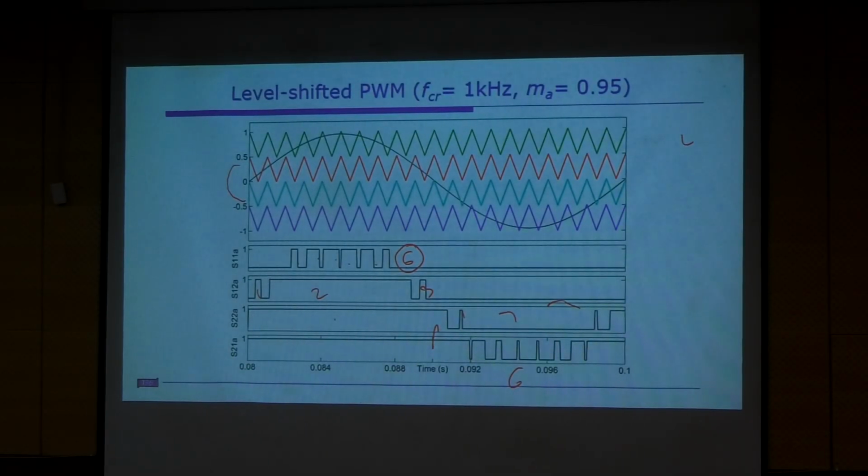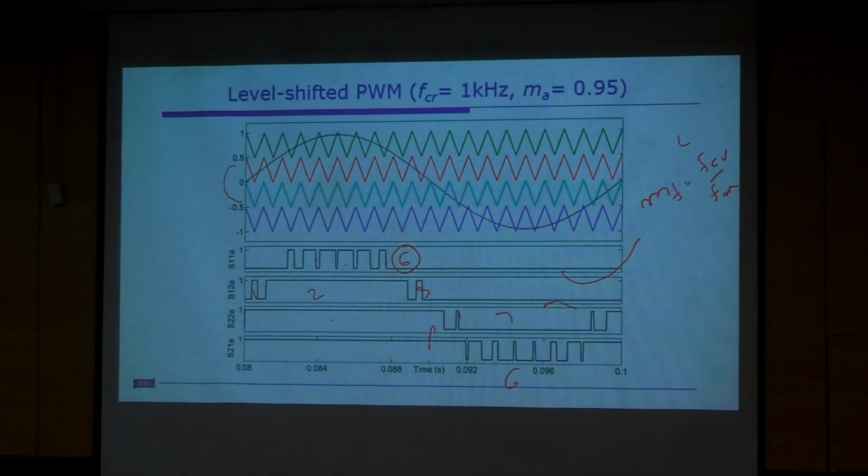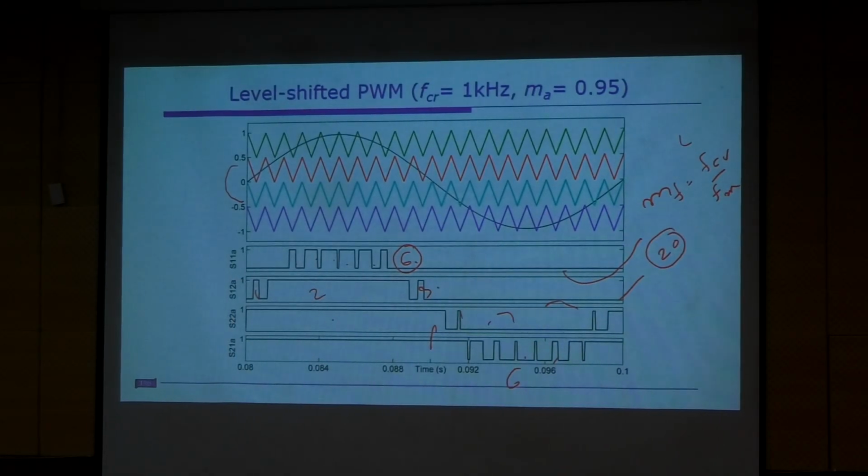But if you add all these pulses together, we will get something like MF, right? What is MF? FCR by FM, the modulating signal frequency. If we add all these pulses, in this case MF is 20, so roughly you will get 19 or 20. Some narrow pulses may not be observed, but theoretically you are supposed to get 20 if we add all the pulses together.